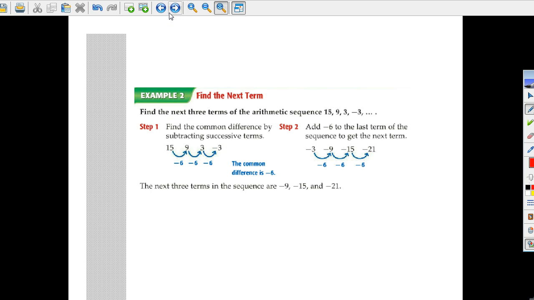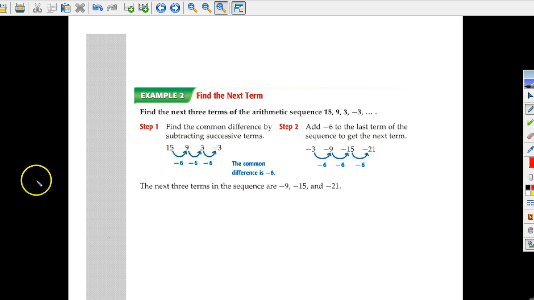Find the next 3 terms of the arithmetic sequence 15, 9, 3, negative 3. Okay, so it's decreasing by 6. You can do that by subtracting the numbers each time. And the difference is negative 6.